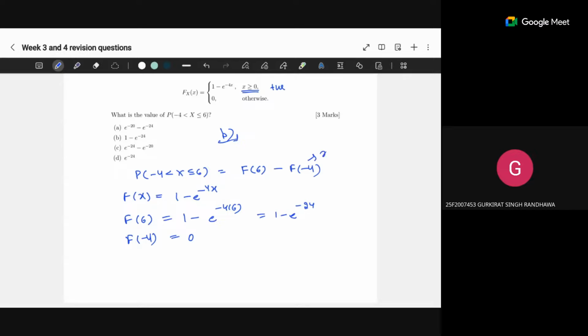But here my x is minus 4, which is a negative value. So my f for minus 4 will be 0. So I will be left with this value. So what is f of 6? My probability will be 1 minus e raised to the power minus 24. Got the point?